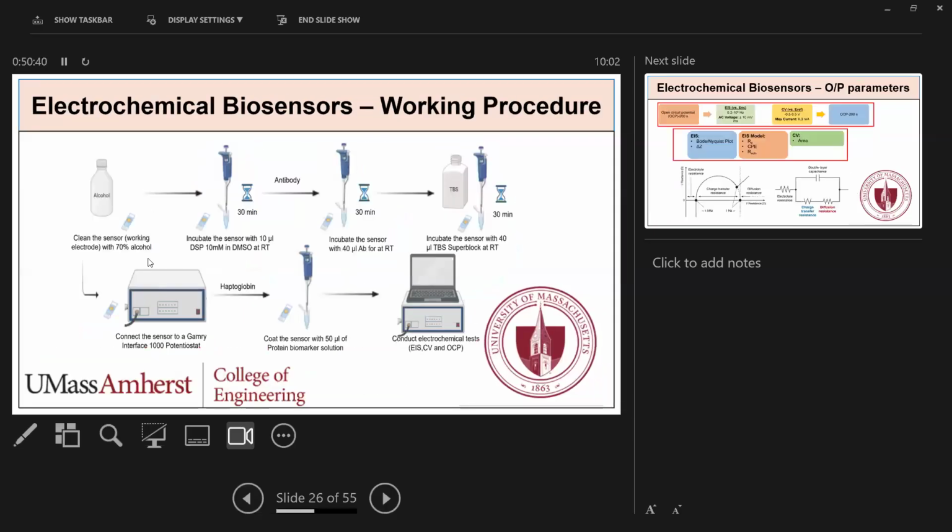So this is the working procedure. I'm just rushing into this because I'll explain what we did exactly. We clean the sensor and incubate with a specific chemical cross-linking agent. Because it's a gold surface, we need something to attach onto the gold and the antibody, because that's a biological molecule and this one is gold, a metal. So we use some kind of cross-linking agent, and the antibody is fixed onto the surface of the electrode.